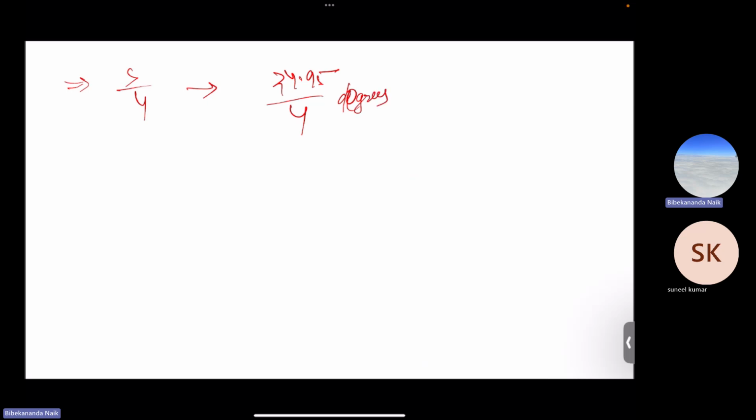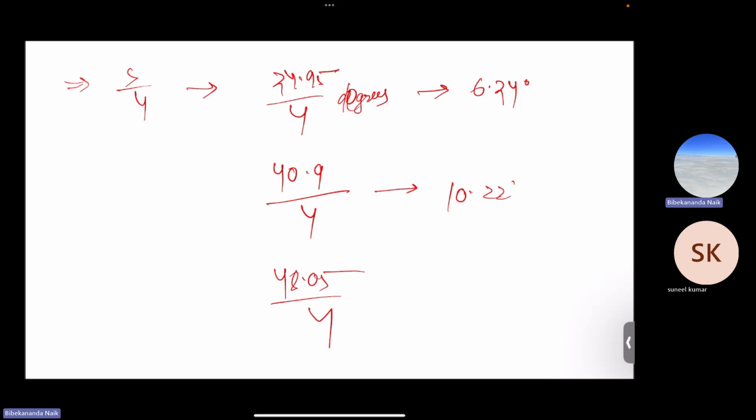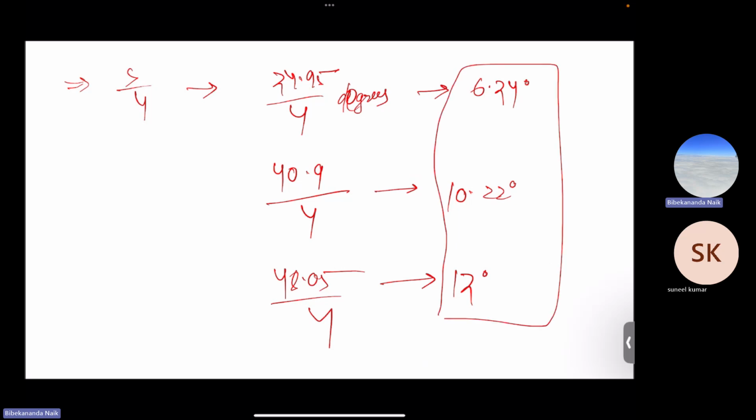Then another is 40.9, so it will be 40.9 by 4. Then another will be 48.05 by 4. So this is 6.24 degree. Then this is 10.22 degree. Then this is 12 degree. So these are the Bragg's angles corresponding to which we are getting the diffraction peaks.